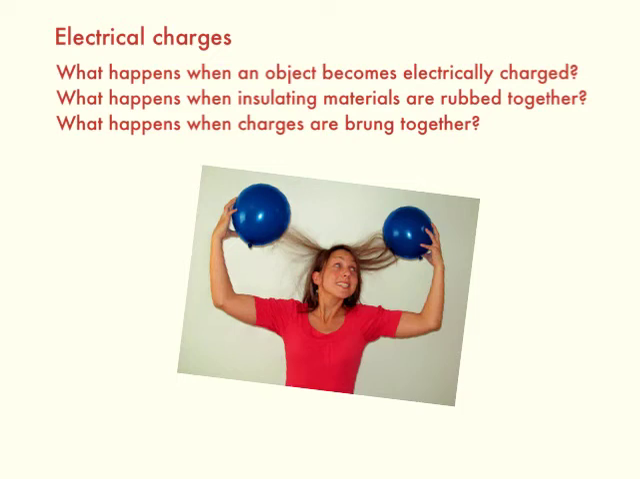So we're just starting on a new topic now. This is still P2, but this is topic number 4, and it's current electricity. And the first thing we're going to think about is electrical charges. So by the end of this little talk, you should know a little bit more about what happens when an object becomes electrically charged. I want you to think about what happens when insulating materials are rubbed together, and also what happens when charges are brought together.